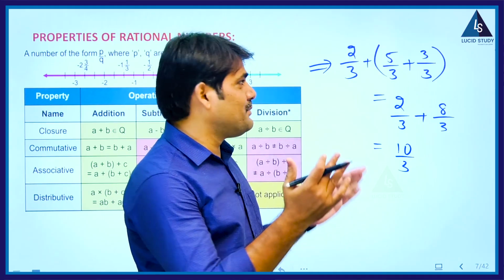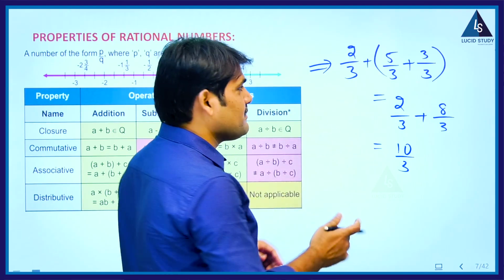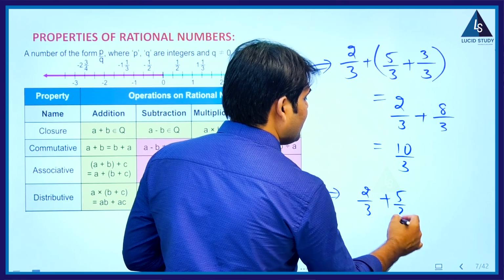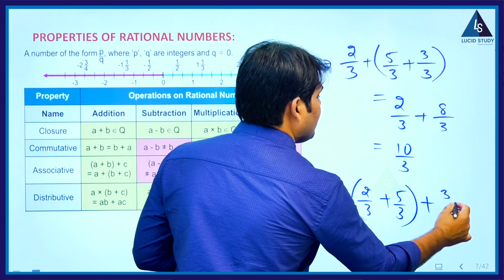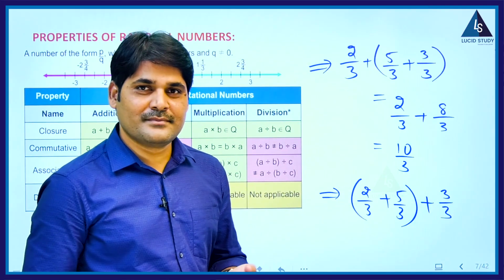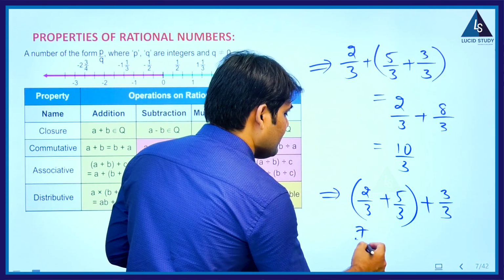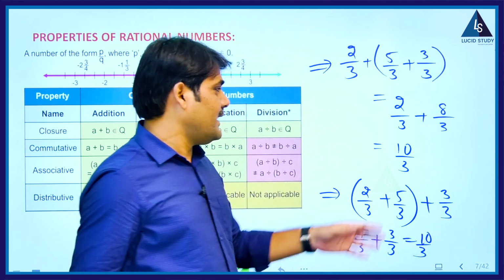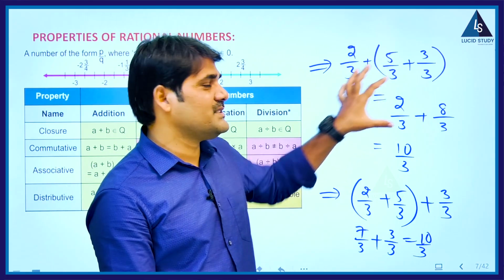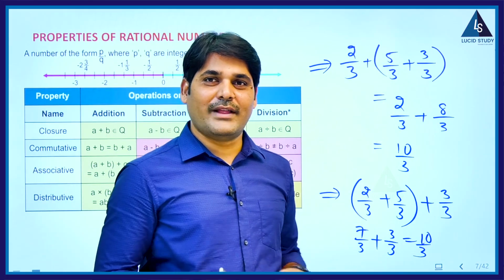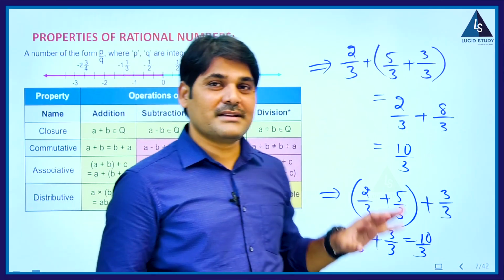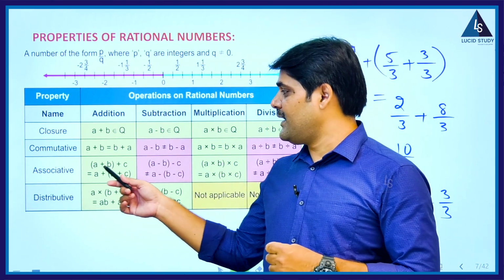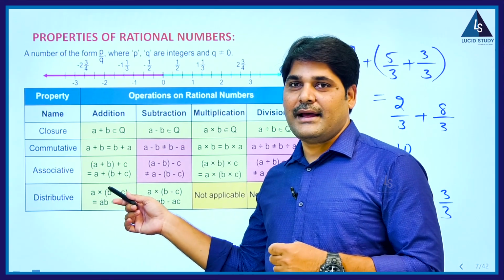Suppose I change the bracket, like this: (2 by 3 plus 5 by 3) plus 3 by 3. Now tell me what is your answer? So it will be 7 by 3 plus 3 by 3. Again the answer is 10 by 3. That means I am getting the same answer even if I am changing the brackets. So what can we say? Rational numbers are associative under addition. Okay. So see here, (A plus B) plus C is equal to A plus (B plus C).